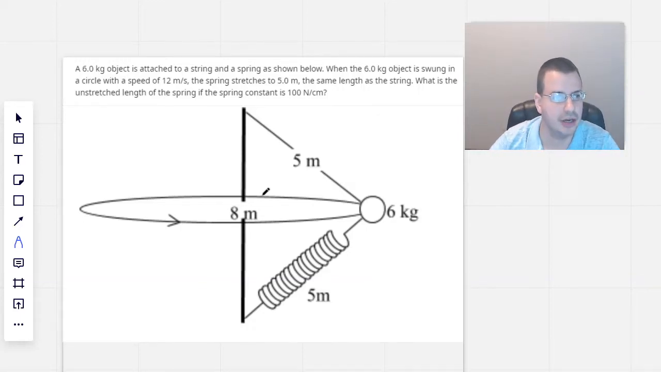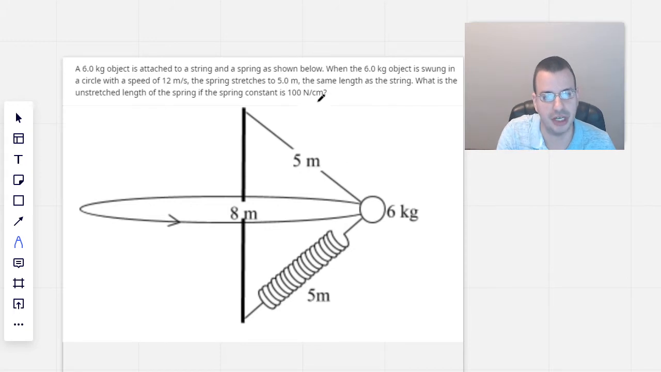A 6 kilogram object is attached to a spring and a string as shown below. When the 6 kilogram object is swung in a circle with a speed of 12 meters per second, the spring stretches to a length of 5 meters, the same length as the string. What is the unstretched length of the spring if the spring constant is 100 newtons per centimeter?